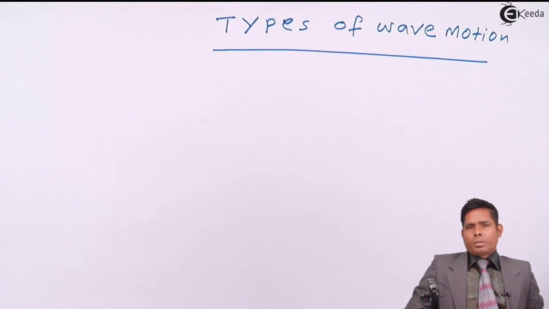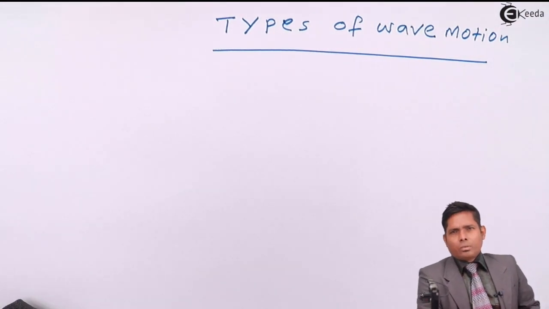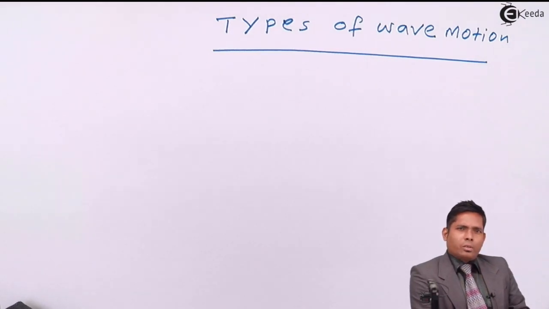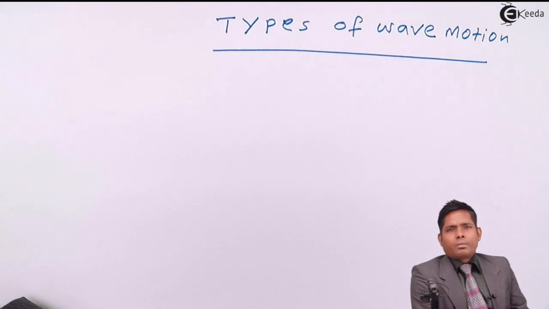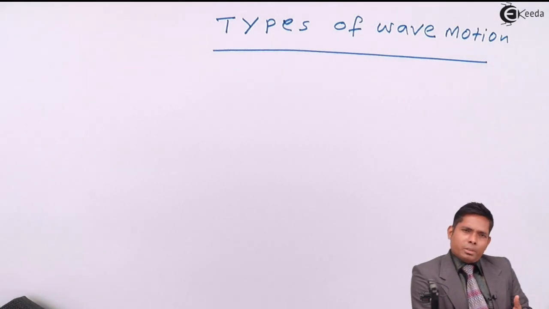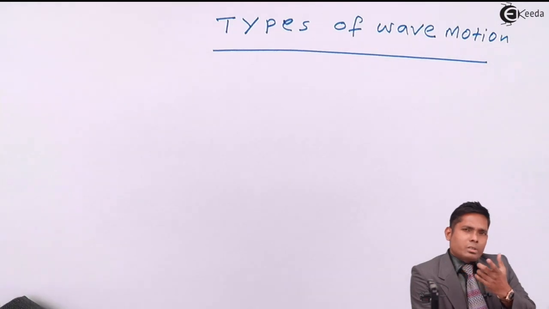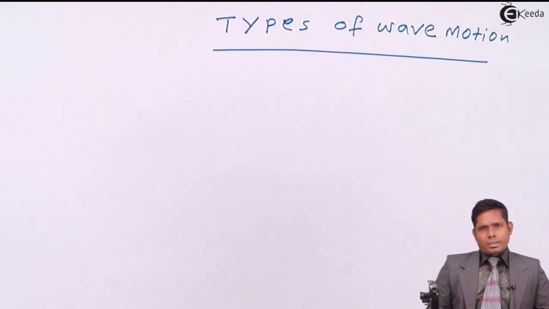Depending on whether the wave needs a medium for its propagation, that is, whether the medium is necessary for the propagation of wave, we divide the wave motion into two types. One is called mechanical wave, and the other one is called non-mechanical waves or electromagnetic waves. So let us understand one by one.